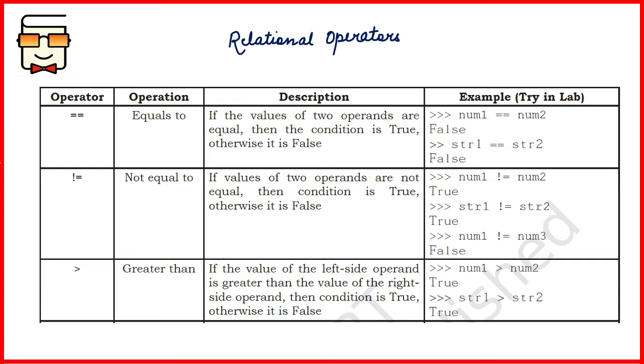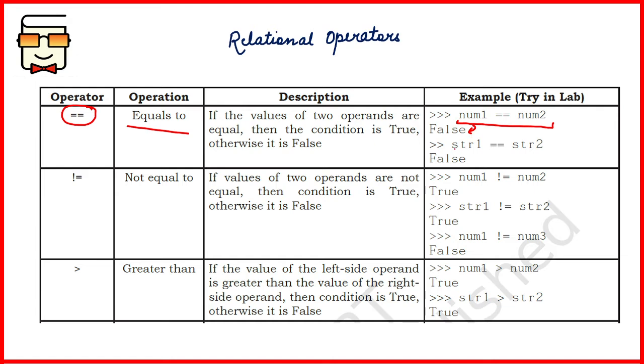The first kind of relational operator is the equal to operator. You must be very careful that this relational operator consists of two equal to signs, and it compares whether the two operand values are equal to each other or not. That means whether they are storing the same value or not. In this example, num1 equal to num2: num1 has the value 10, num2 has the value 0. So both these values are not equal to each other. Therefore, this particular comparison comes out to be false.